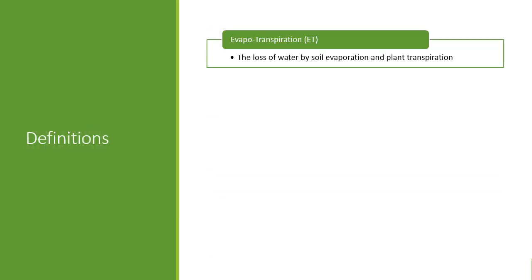Evapotranspiration, or ET, is the water loss from leaf transpiration and soil evaporation. It is measured like rain in millimetres. ET is like negative rain.